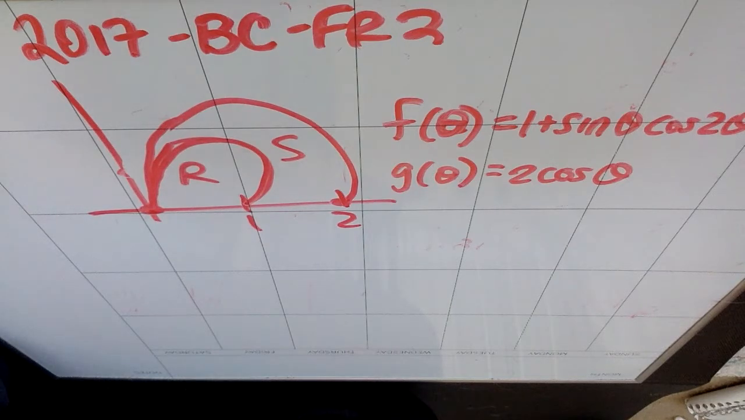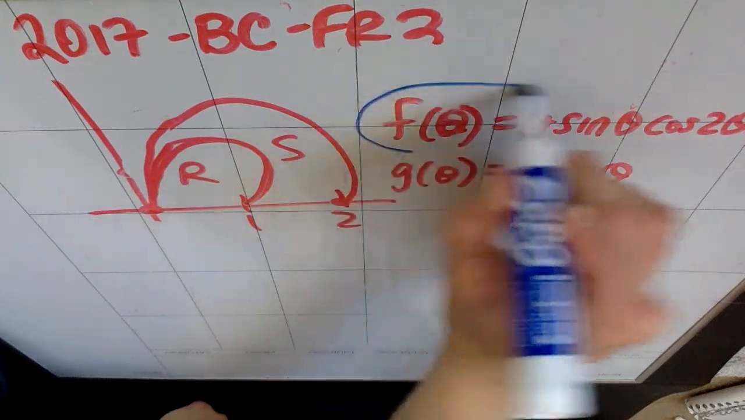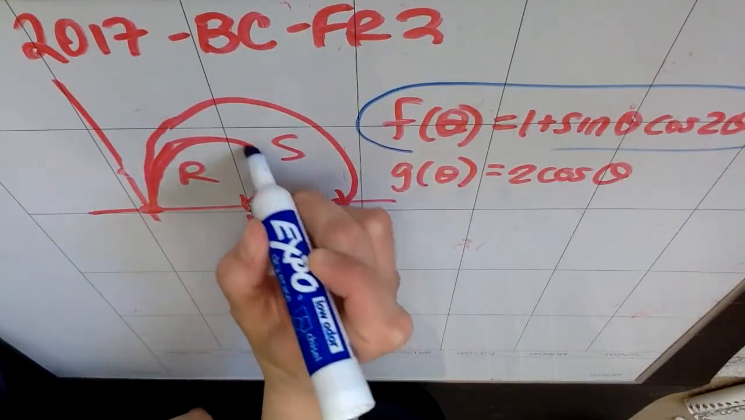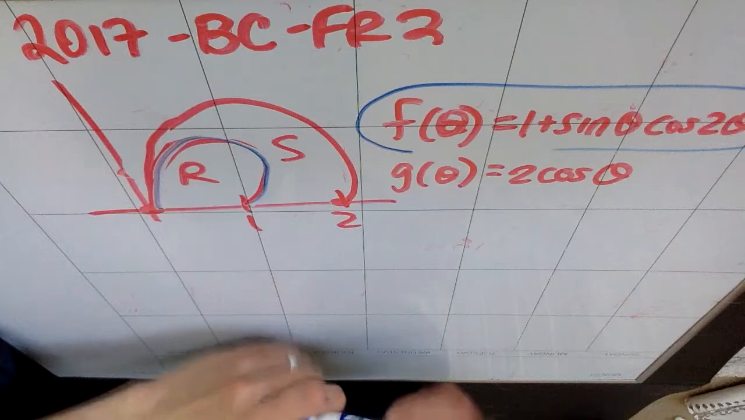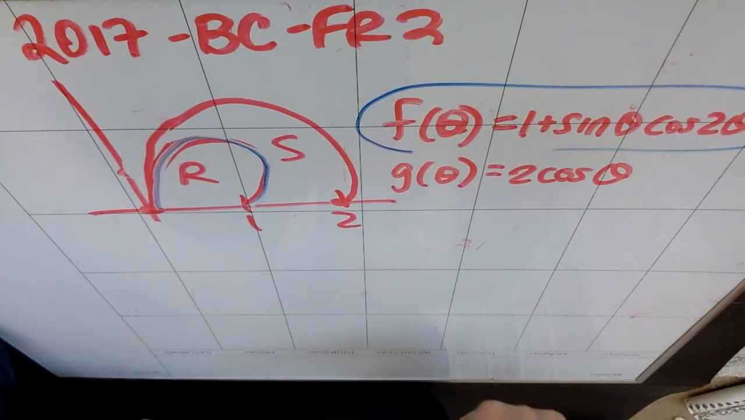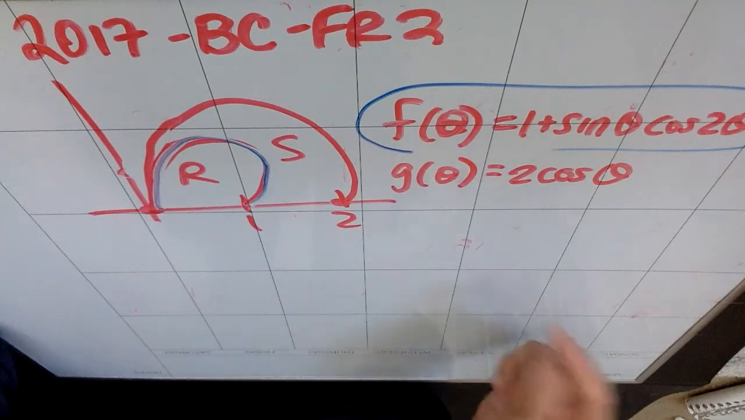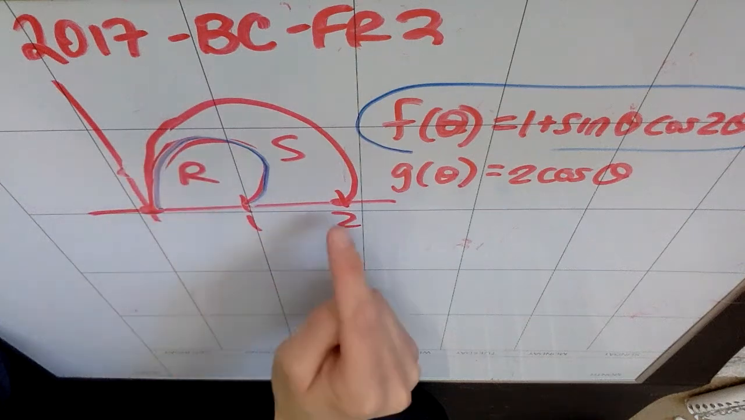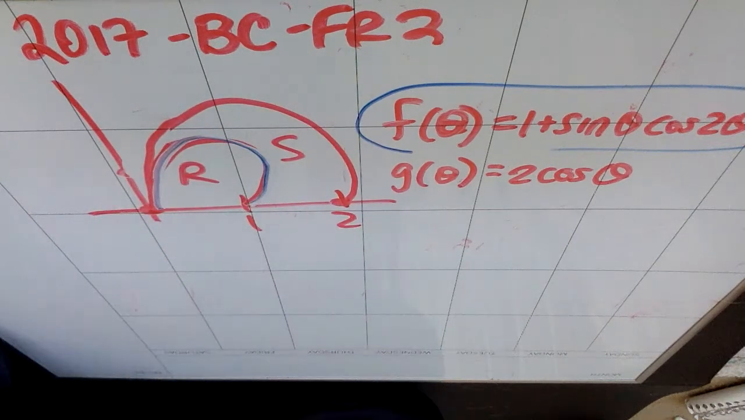Let R be the region in the first quadrant bounded by f of theta. So f of theta is this curve, right? And the x-axis. And let S be the region in the first quadrant bounded by the f of theta curve, the g of theta curve, and the x-axis, right? Find the area of R.